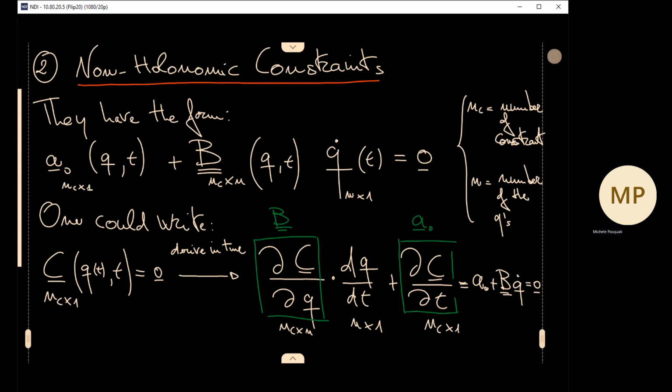So now one could wonder, why did I actually bother to introduce this form if it could be derived from the previous one? What is the actual difference between holonomic and non-holonomic constraints if the forms are basically the same?